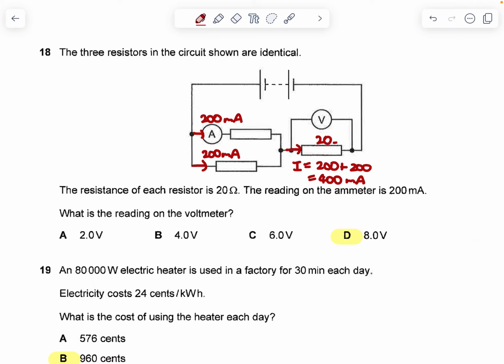And since we know the resistance is 20 ohms, we can use the Ohm's law. R equals to V over I. 20 equals to V over 400 milliampere times 10 to the power minus 3. You get V is equals to 8.0 volts.